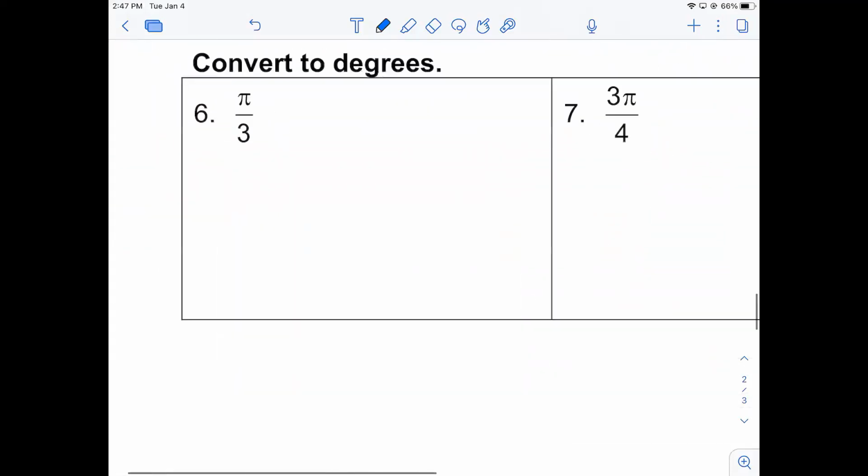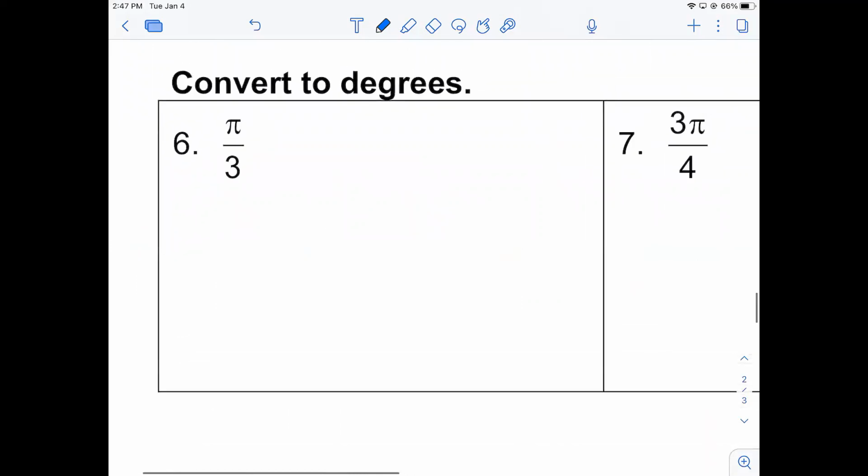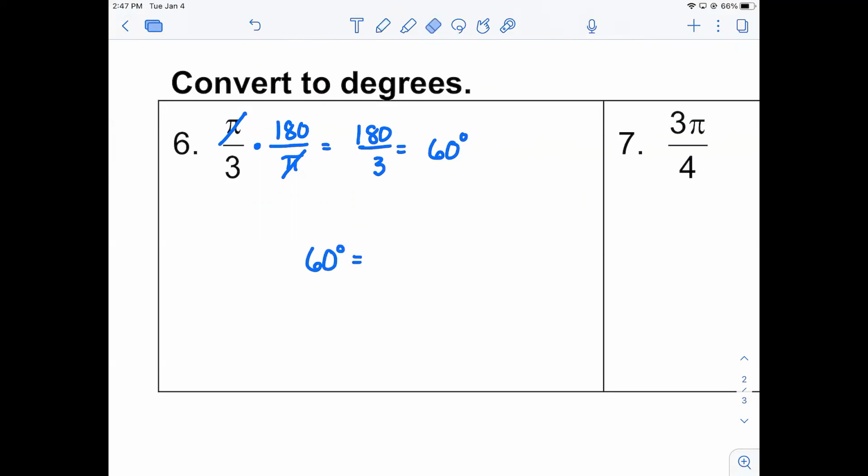Okay, so if my pi needs to cancel, I have to put another pi down on the bottom so that it cancels. So I need to remember, when I'm going from radians to degrees, I'm going to multiply by 180 over pi so that my pi's go away, which gives me 180 divided by 3, which is going to be 60 degrees. Okay, so 60 degrees is equal to the same thing as pi over 3.